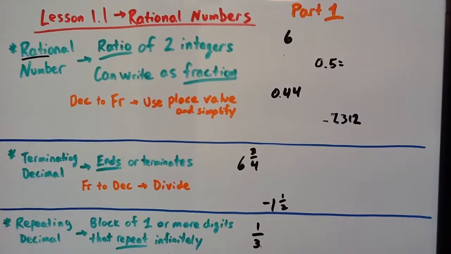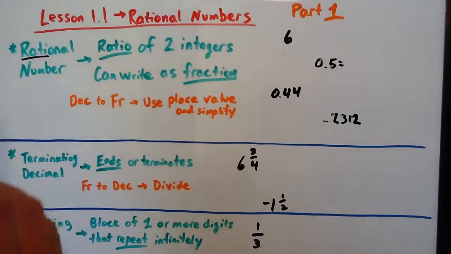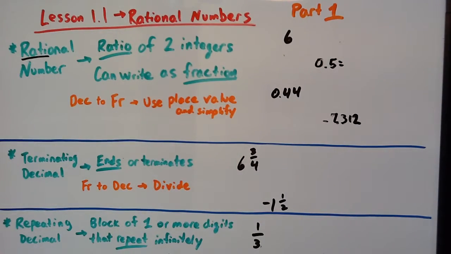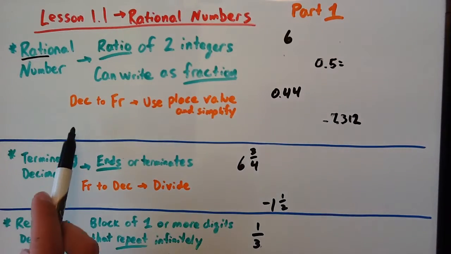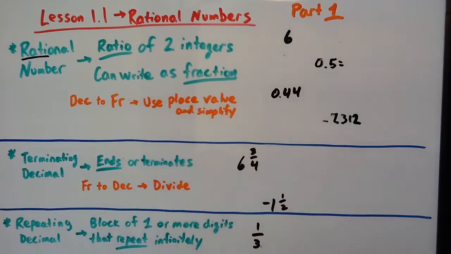A rational number is a number that can be expressed as a ratio of two integers. As you can see in the word rational, the first 5 letters spell the word ratio. So a rational number you can write as a fraction. To take a decimal to a fraction, we just use our knowledge of place value, and then we can simplify from there. Here are a few examples.